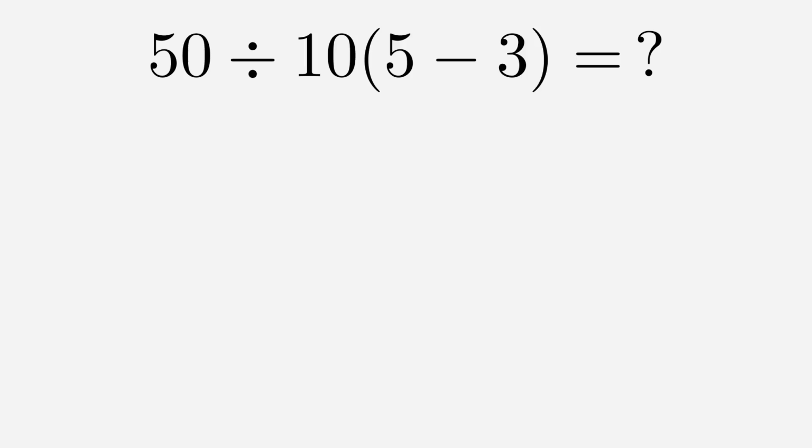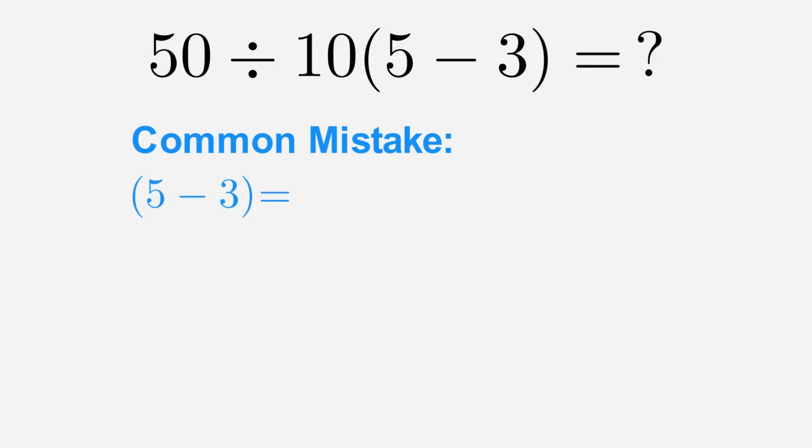50 divided by 10 times the quantity 5 minus 3. I can already hear you saying your answer, and I'm betting you're wrong. Here's the classic mistake. 5 minus 3 equals 2. Then 50 divided by 10 times 2.